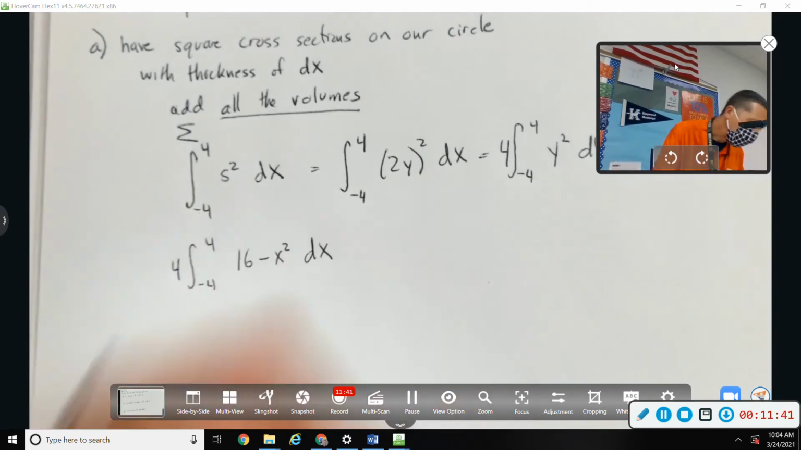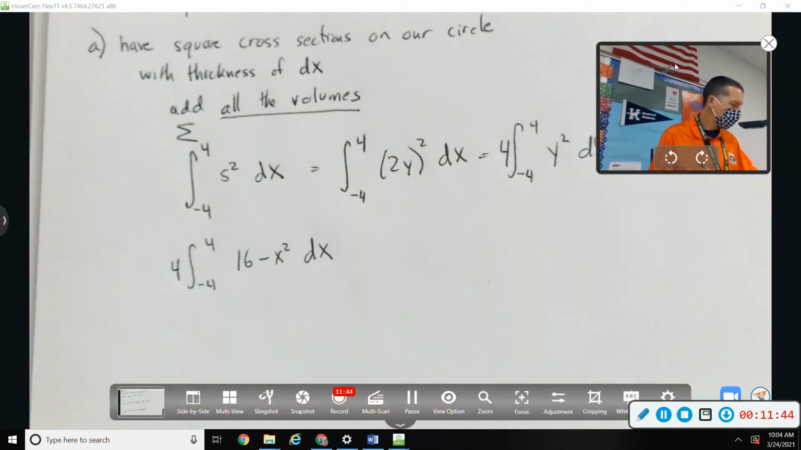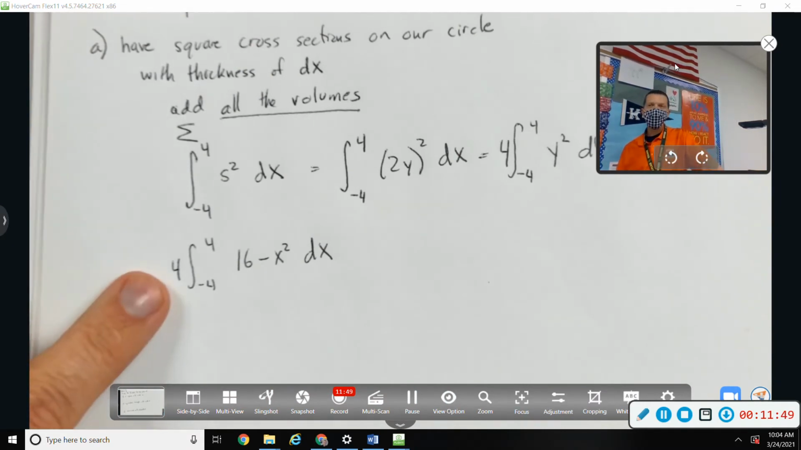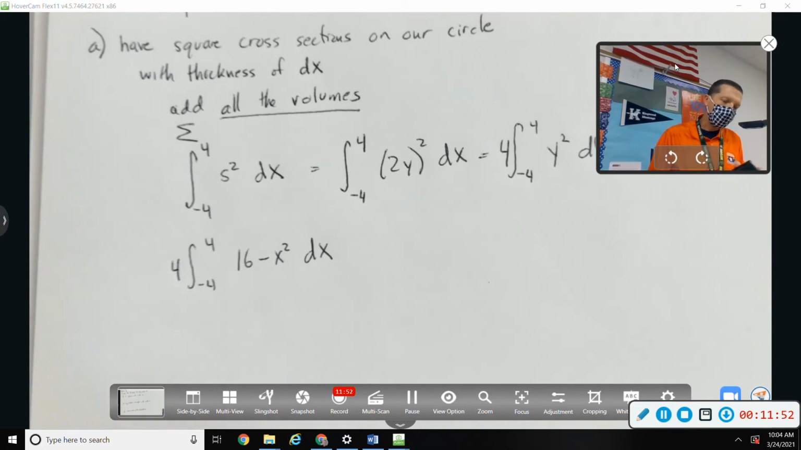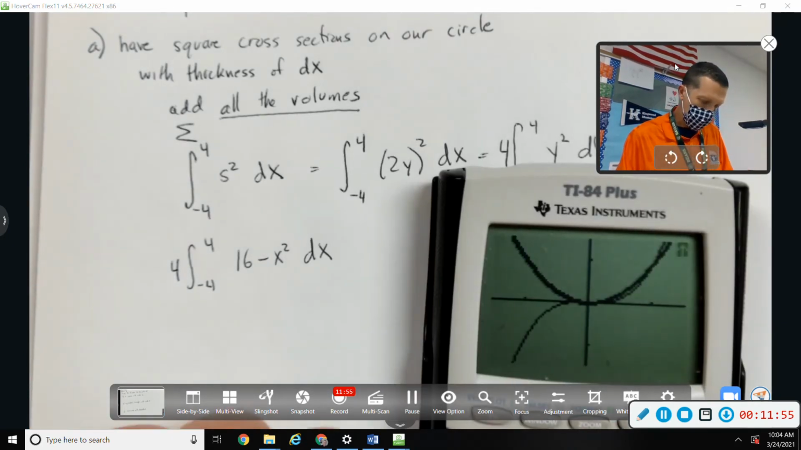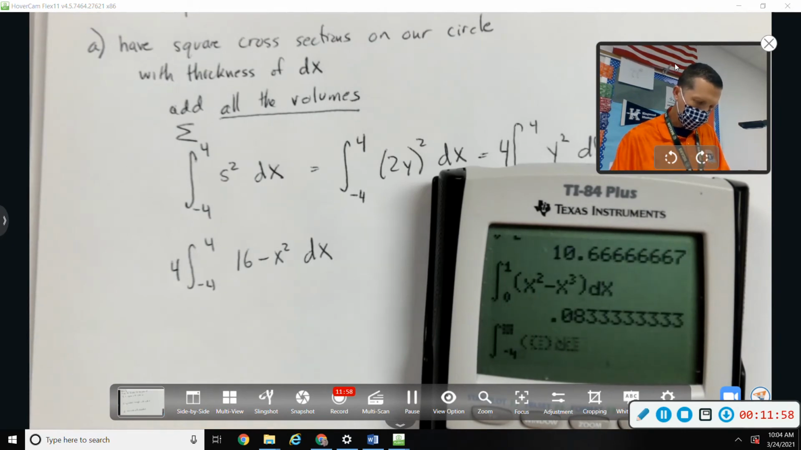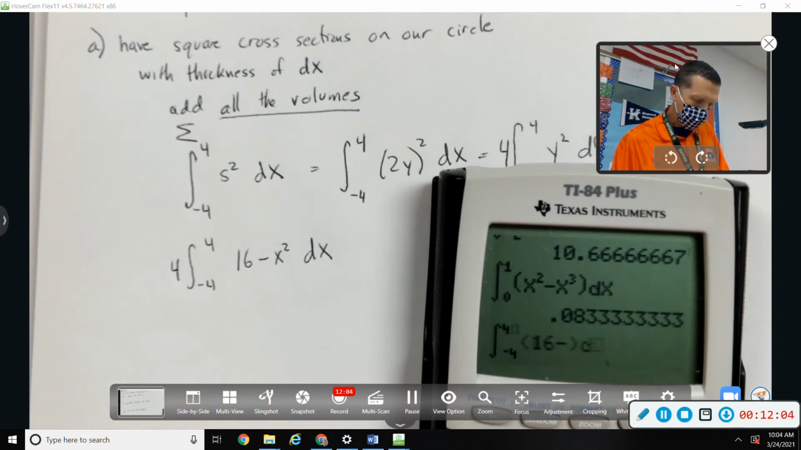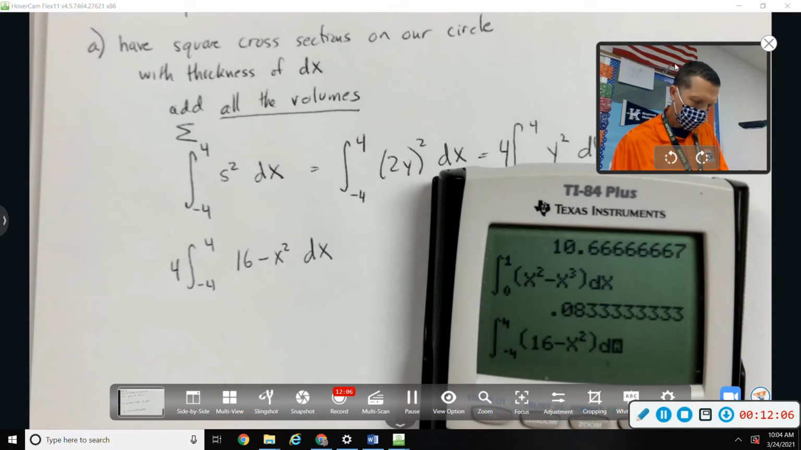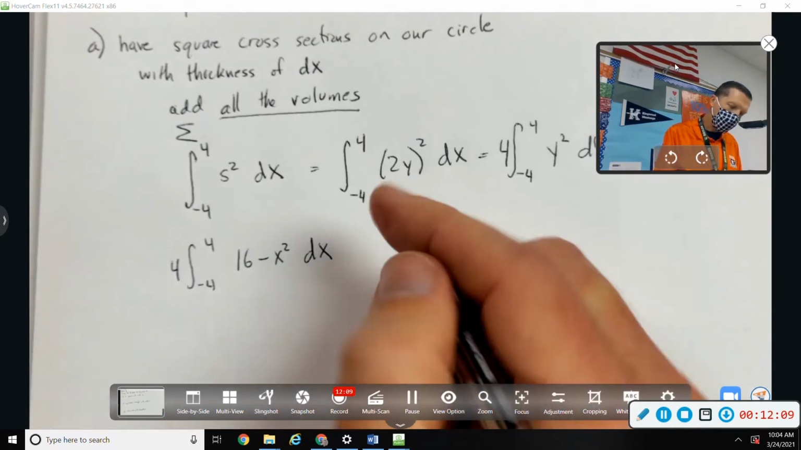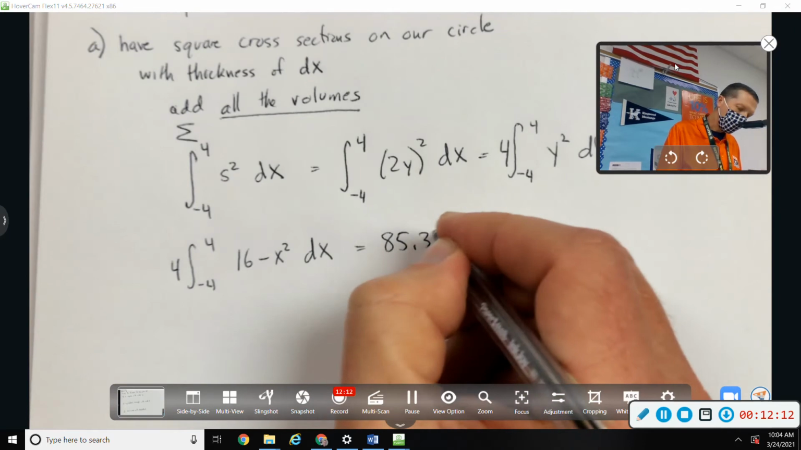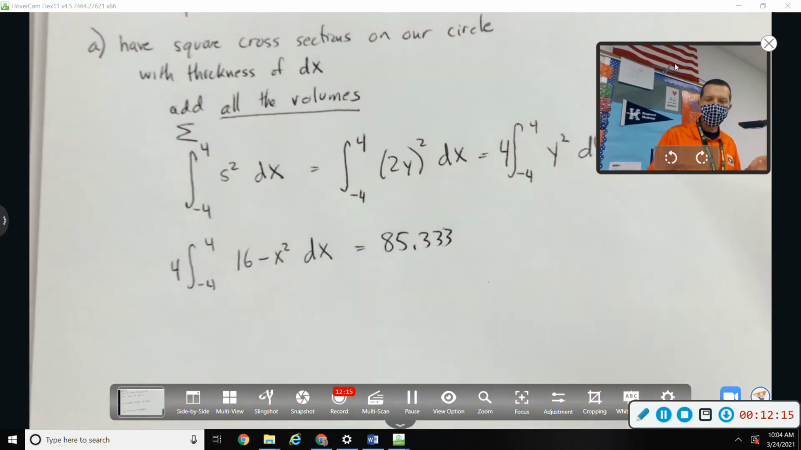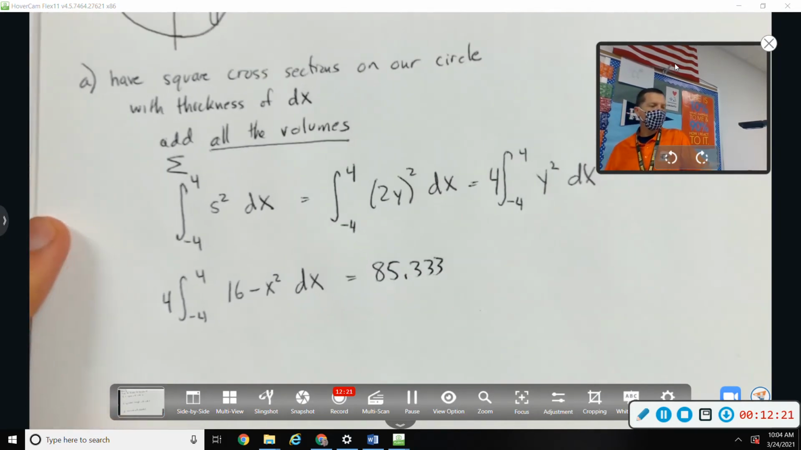Oops, that's off the 4. Well, now this is calculator ready, so this is a calculator problem once you get it set up. But the setup is hard enough. Math 9, -4 to 4. 85.333. But I'm not really worried about the calculator part. I'm worried about getting it set up and being able to visualize what's going on.